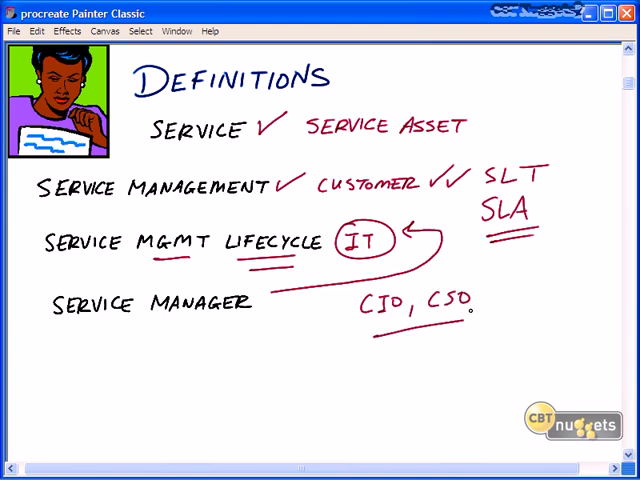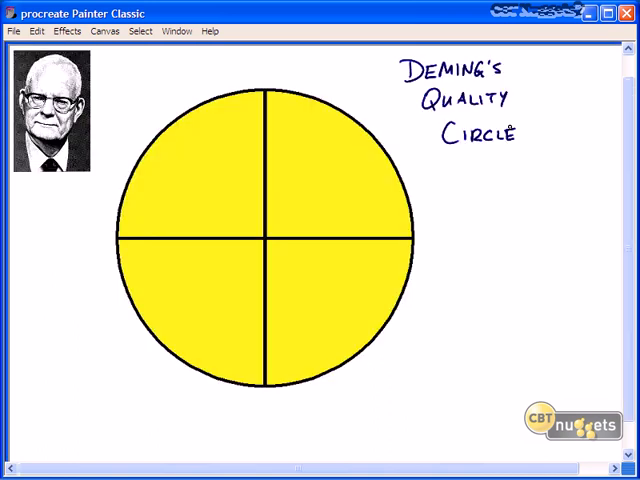Now, a big part of all of this management of service is making sure that the service that you deliver has quality built in, quality assurance, quality control. So let's look next at a very popular quality circle that gives us a step-by-step process, and this is called Deming's Quality Circle. Here's our buddy again, Dr. W. Edwards Deming, and he came up with his quality circle.